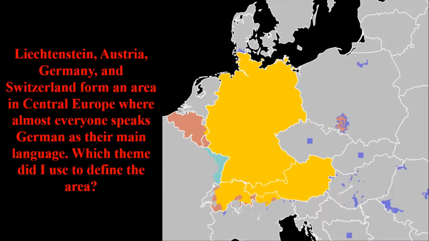Liechtenstein, Austria, Germany, and Switzerland form an area in Central Europe where almost everyone speaks German as their main language. Which theme did I use to define the area?